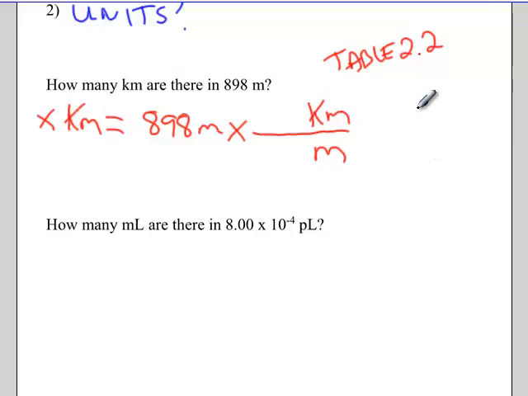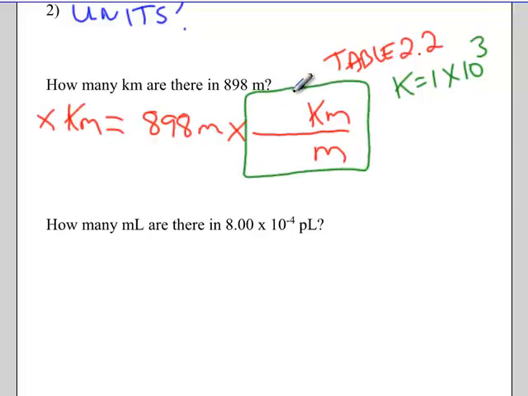Now, the definition from table 2.2, kilo is 1 times 10 to the third power. Notice those two things are on opposite sides when you write it out like this with an equal sign. When you put that into the conversion factor, this is very important. The value from the table, 1 times 10 to the third, never goes with the prefix. So the k, kilo, is on the top. The value of that, 1 times 10 to the third, must go on the opposite side.